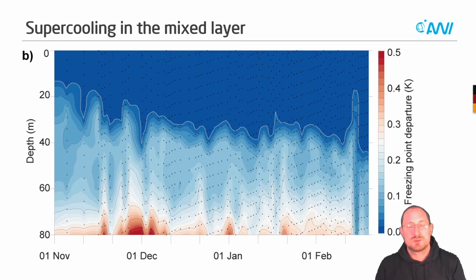This supercooling was not just evident from the ROV CTD profiles. This is data from the microstructure sound CTD probe from November to February. You see that the entire water column was supercooled relative to the surface freezing point, and this layer of supercooling even deepened over time. We started to observe platelet ice once we had this very stable mixed layer of around 30 meters of supercooled water.